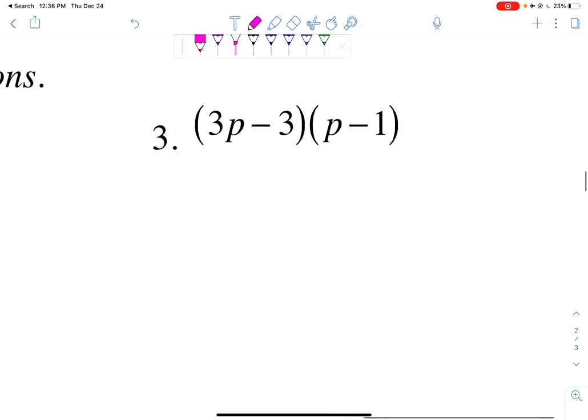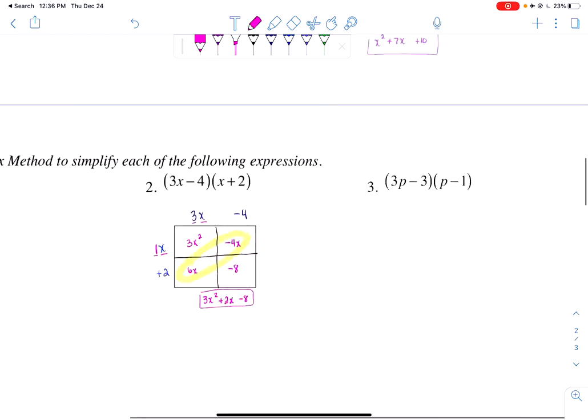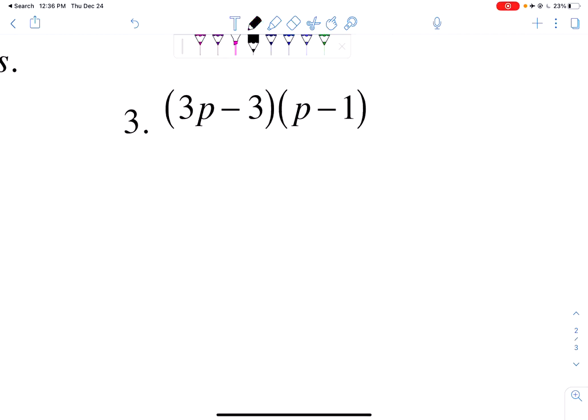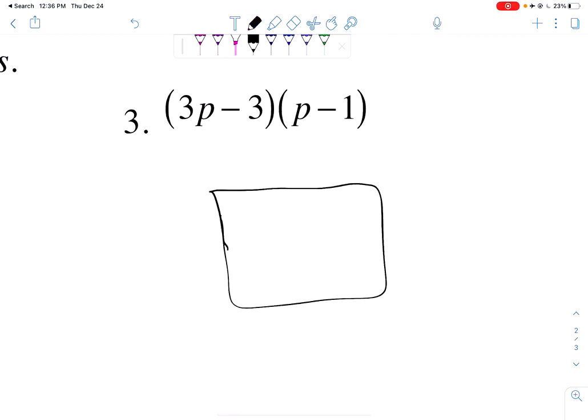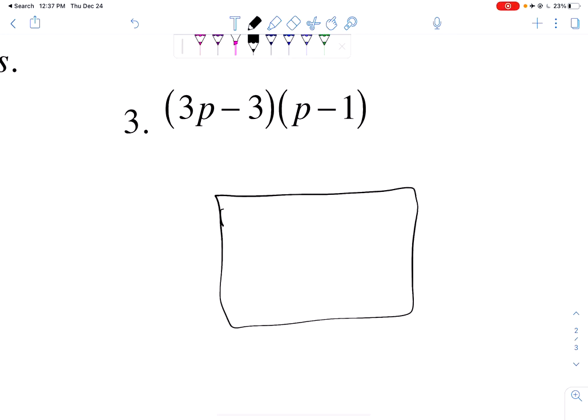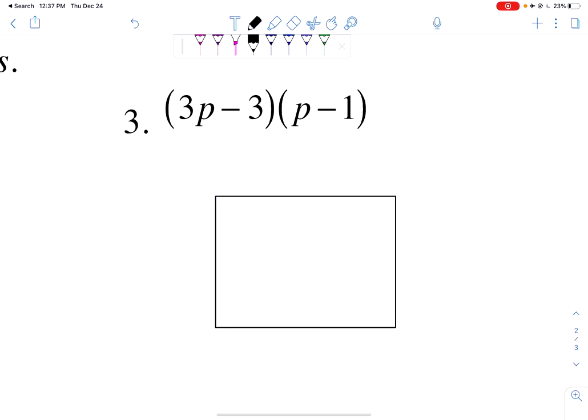Last but not least, I have 3p minus 3 times p minus 1. So you're not always going to be given x's, but the procedure is the exact same. Draw your box with 4 squares. We put our 3p minus 3 wherever we want. We put our p minus 1 wherever we want.